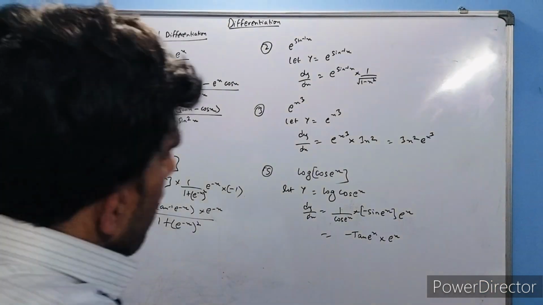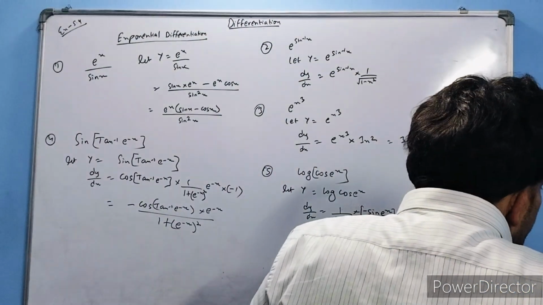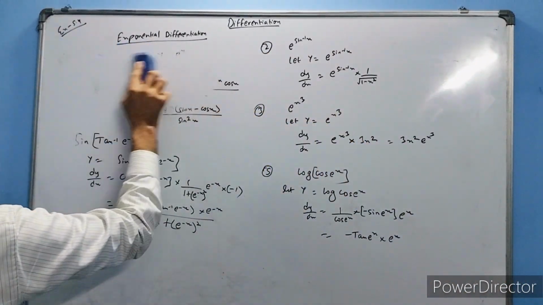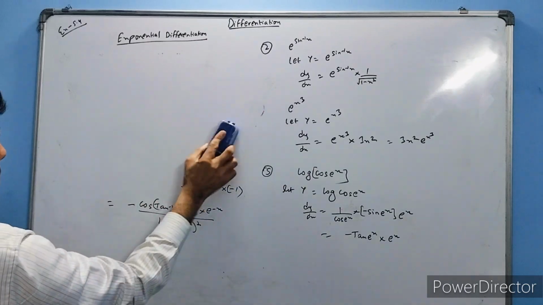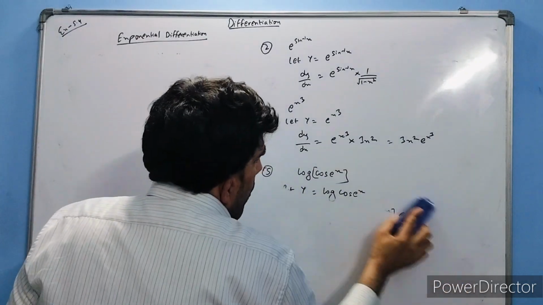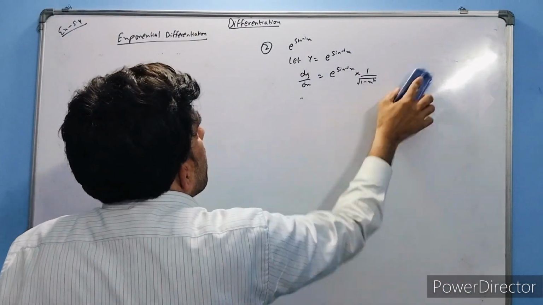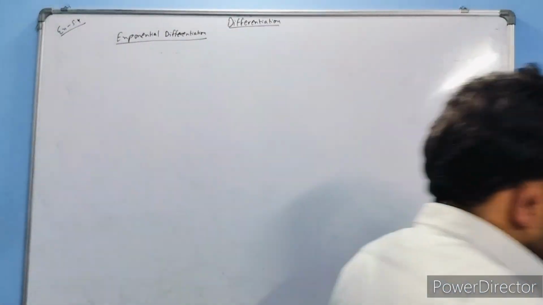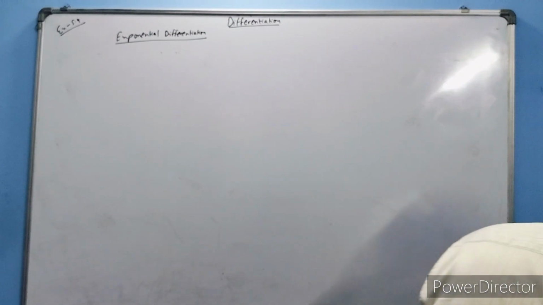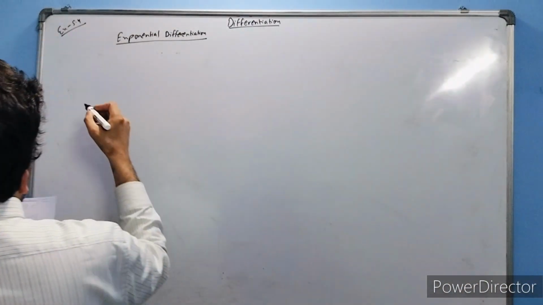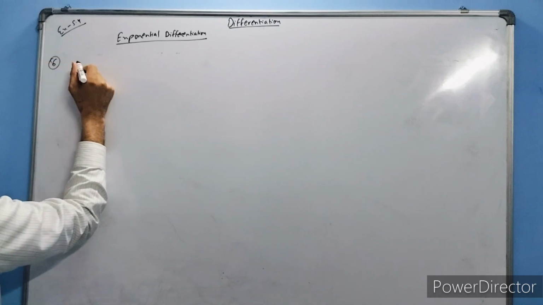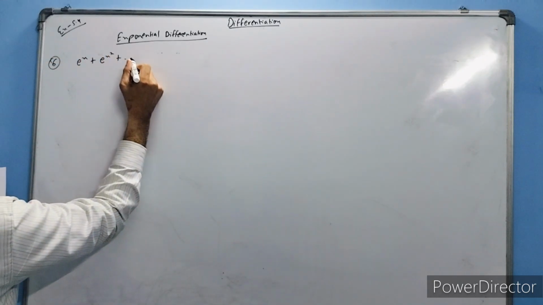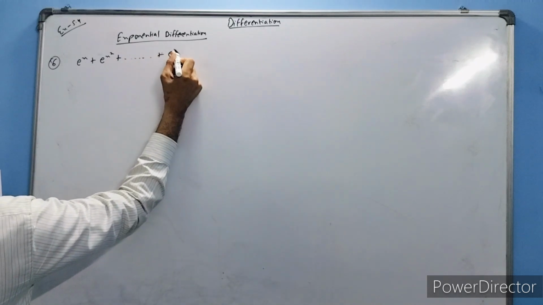Now, let us try to solve the sixth exponential question. We have just solved only 5. Now we will try to solve the sixth one. So what does the sixth question say? Let us see. The sixth question is e raised to power x plus e raised to power x square plus, and so on, up to e raised to power x to the 5.